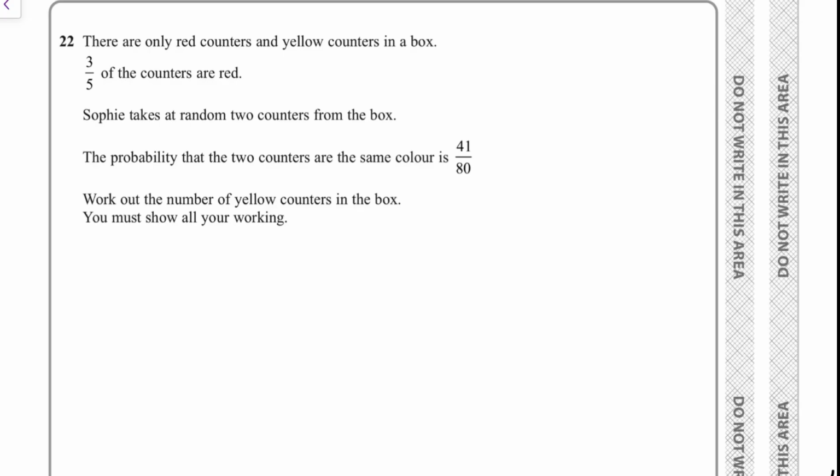And this next question looks difficult straight off, doesn't it? There are only red and yellow counters in a box. So let's write some of this down so it's in my head.